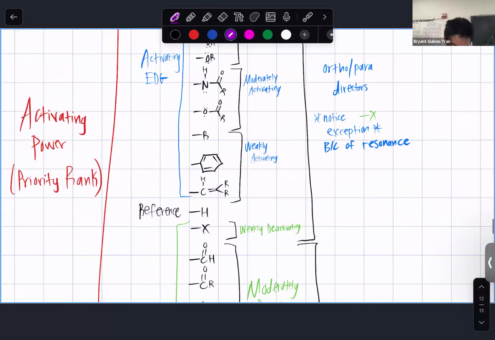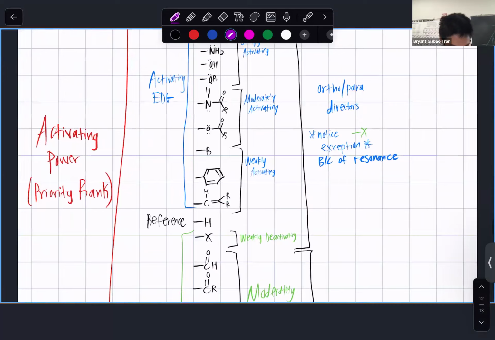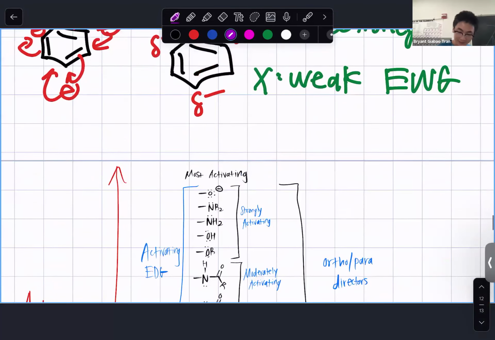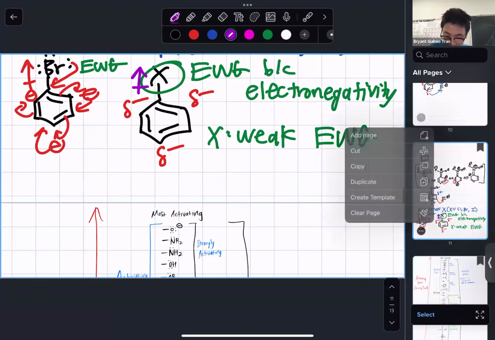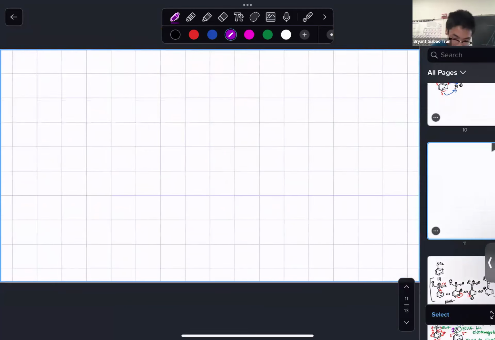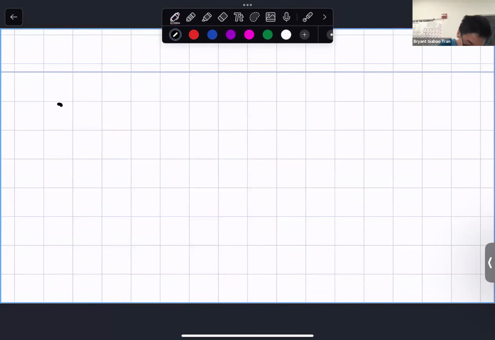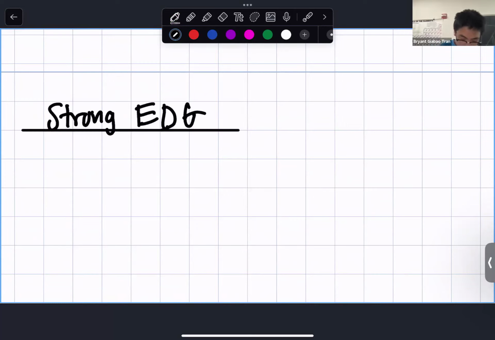So there are different strengths of EDGs and EWGs. Let me give you general patterns of these first. I'm going to give you characteristics of a strong EDG. A strong EDG will have a negative charge, which is more electron donating than something neutral, because they have full negative charges.